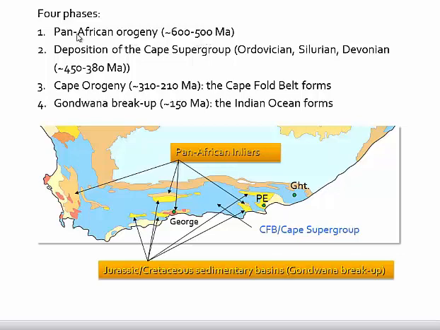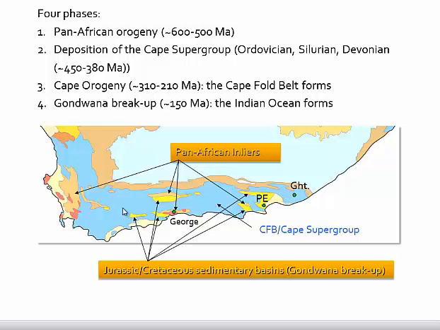This mountain belt, the Pan-African orogeny, was reduced by erosion at the time when then in a shallow water environment the Cape Supergroup was deposited, and that happened in the Paleozoic from the Ordovician Silurian into Devonian time at about 450 to 380 million years ago. The Cape Orogeny, that means the deformation of these sedimentary rocks that formed in the Paleozoic. The deformation during the Cape Orogeny happened later, between about 310 and 210 million years. That formed the Cape Fold Belt.